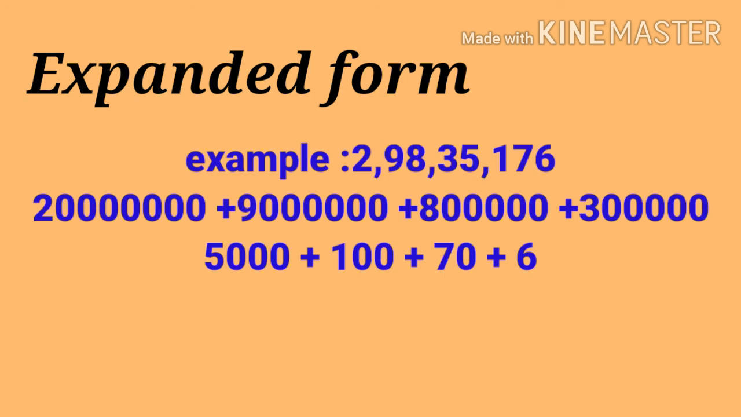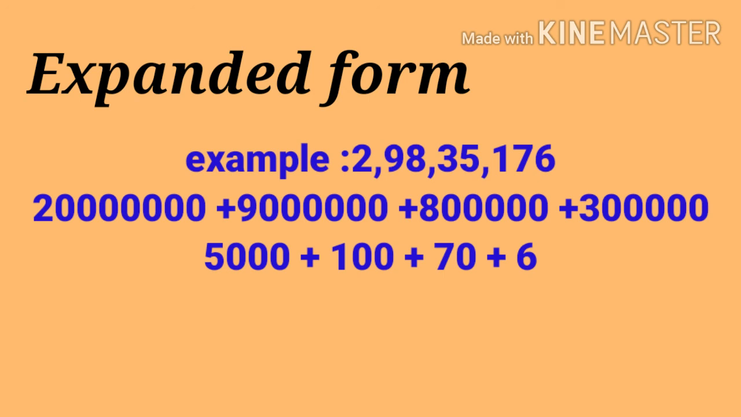See the example. The 2 is at crore place, so we are going to put 7 zeros. The 9 is at 10 lakhs place, so we put 6 zeros. The 8 is at lakhs place, so we put 5 zeros. The 3 is at 10,000s place, so we put 4 zeros. The 5 is at thousands place, so we put 3 zeros. The 1 is at 100 place, so we put 2 zeros. The 7 is at tens place, so we put only 1 zero.